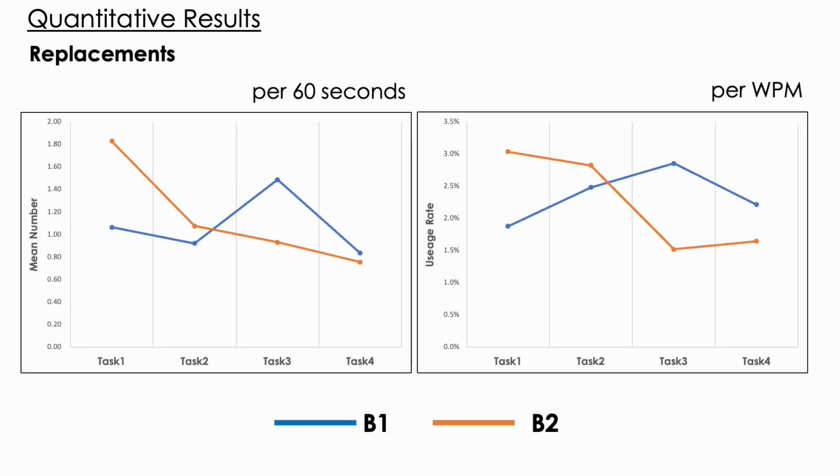Finally, replacements showed no noticeable differences across levels, whereas clear differences were observed between tasks. For tasks 1 and 2, the B2 group used replacements more than the B1 group, and vice versa for tasks 3 and 4. Also, the other 4 repair measures decreased in their use from task 2 to 3, and only replacement increased.